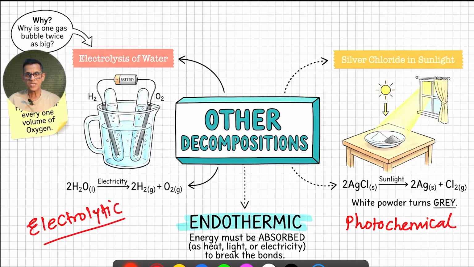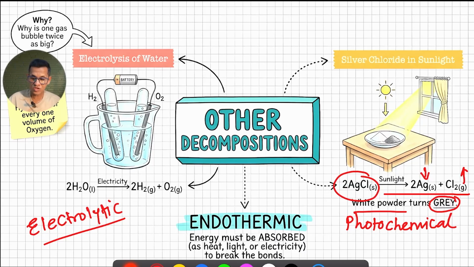Electrolytic decomposition. So here in the photochemical category, I have given an example wherein if I place silver chloride in a plate or a dish and expose it to sunlight, in presence of sunlight, silver chloride splits into metallic silver and chlorine gas. Chlorine is released in the form of a gas. So the color changes from white powder and it turns gray because of the formation of metallic silver. So clearly you can see on exposure to sunlight, it decomposes to form silver and chlorine.